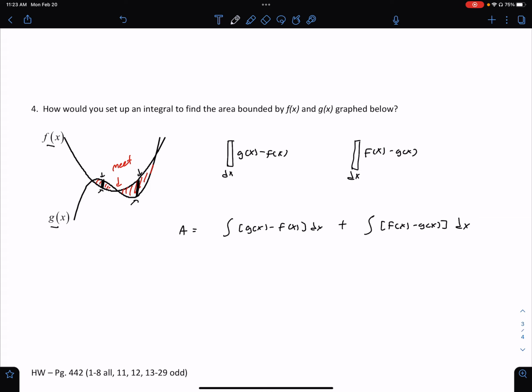The only thing we need now are the bounds. We're not really told anything about the bounds, so we're going to make it up. We'll call this A, B, and they meet here at C. So for the first one we go from A to B, and for the second one we go from B to C. And we would solve this, of course.